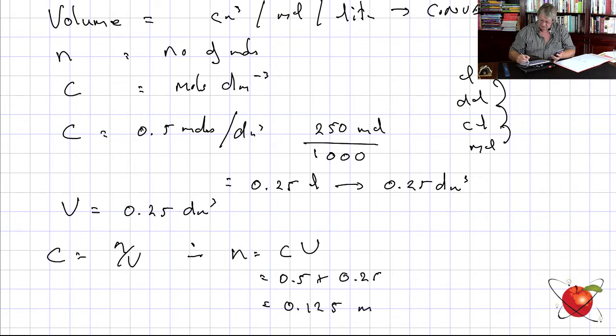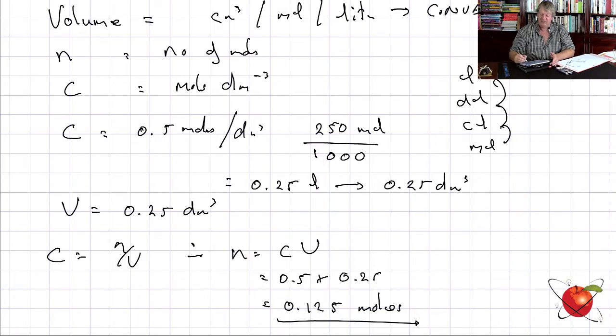Moles, correct? 0.125 moles. That is exactly the approach we take with all of them. Look at what you're given out of the 3 and calculate the other one. Invariably, you're given a concentration and a volume. Okay? But write down the 2 that you've got and calculate the other one.